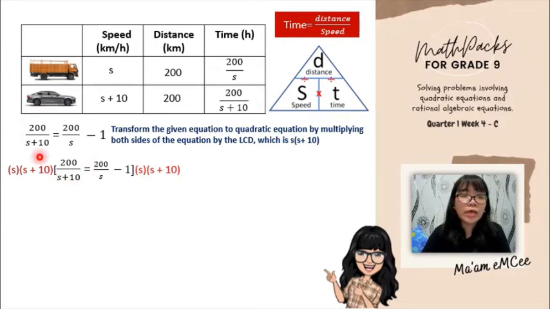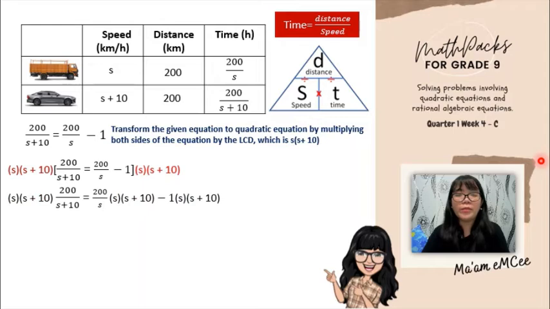So this side will be multiplied by S times S plus 10. This side will be multiplied by S times S plus 10. Then we need to distribute this S times S plus 10 to 200 over S plus 10 and to negative 1. So S times S plus 10 times 200 over S plus 10 equals 200 over S times S times S plus 10 minus 1 times S times S plus 10.